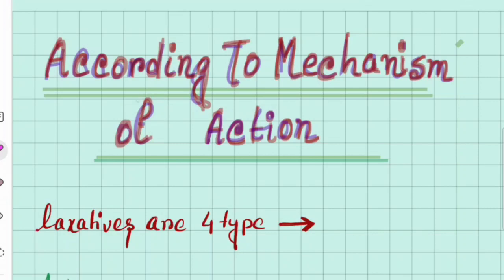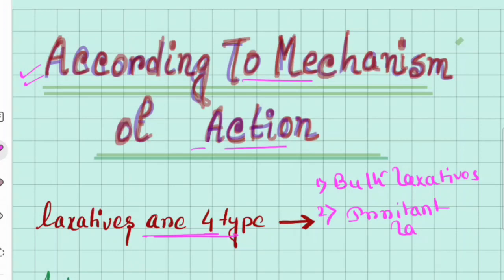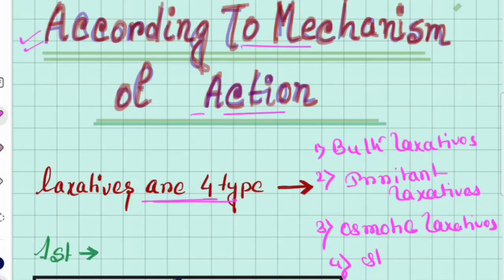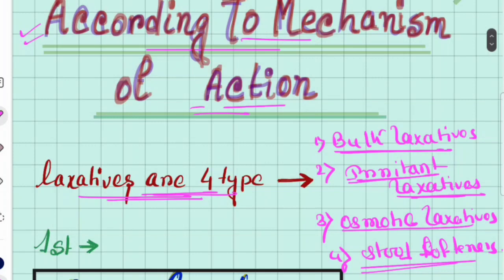Now I discuss the classification of laxatives according to their mechanism of action. According to their mechanism of action, laxatives are of 4 types: 1. Bulk laxatives, 2. Irritant laxatives, 3. Osmotic laxatives, 4. Stool softeners. Now I discuss them one by one.